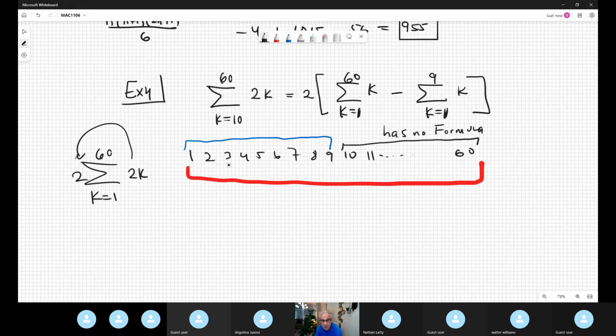Okay, so now we compute this and this together again using the formula. The formula is 60 times 61 divided by 2. Yes or no? Minus 9 times 10 divided by 2.